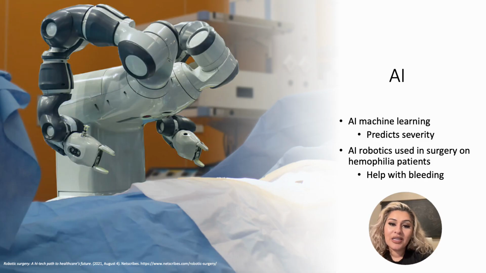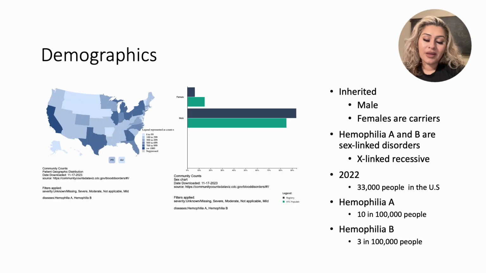Artificial intelligence and hemophilia is still in its early stages, but it has shown to be helpful. AI machine learning helps predict the severity of the type of hemophilia. And AI robotics is used in surgery on hemophilia patients to help minimize incision size and help minimize the bleeding.